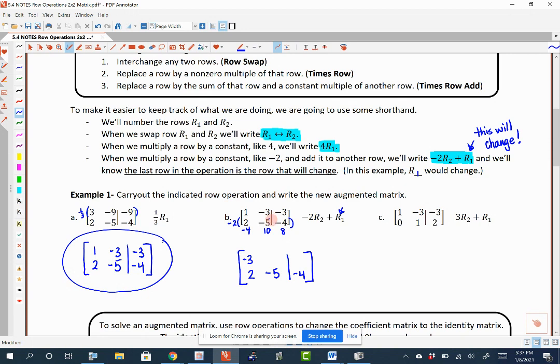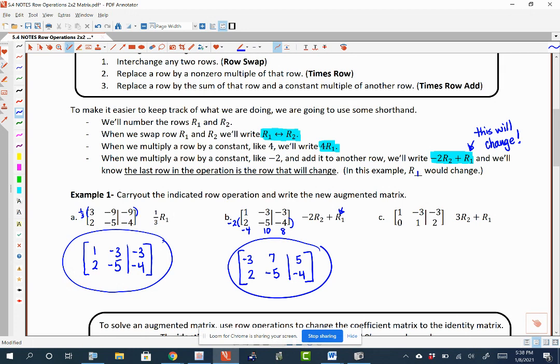10 plus negative 3 would be a positive 7. And 8 plus negative 3 is a positive 5. So we took 2 times that second row, those values, and combined them with the values in row 1. So we didn't really change the second row. We just used it to help us change the first row.